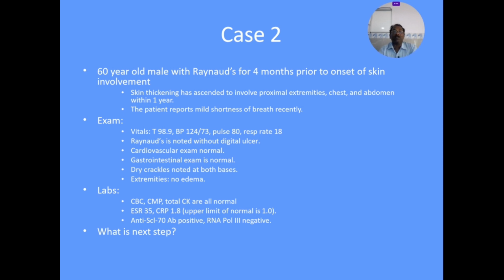So now the examination. See the vitals. BP 124/73. Pulse 80, so no tachycardia. Respiratory rate is 18, no tachypnea. Raynaud's noted without digital ulcers. No digital ulcers at this juncture. But Raynaud's is there, but no ulcers.